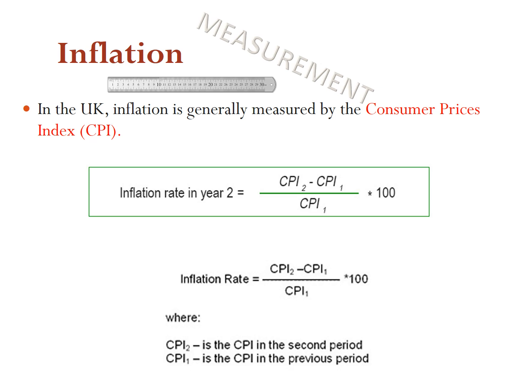So how do we measure inflation? Say inflation in year two. Say inflation in 2017 would be: we would find the CPI for 2017 minus the CPI for 2016, divided by the CPI for 2016, times 100. So inflation in year two would be the CPI in year two minus the CPI in year one, divided by the CPI in year one, times 100. Your inflation rate would be the CPI in the second period minus the CPI in the previous period, all divided by the CPI in the previous period, times 100. This is simply how you calculate the inflation rate.